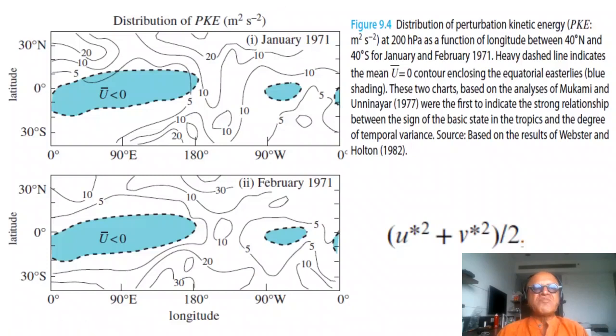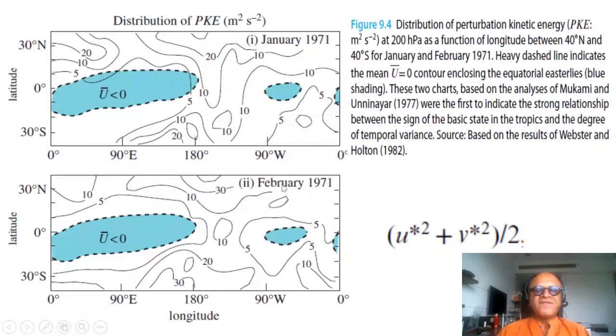So you can then compute perturbation kinetic energy. So looking at the mean basic state of easterlies here and the westerly duct, if you look at the potential perturbation kinetic energy in meters squared per second squared, which is defined as u star squared plus v star squared divided by 2, where these are basically deviations from the long-term mean in a time band of 6 to 60 days or so. Usually you pick a time window in which you look for the deviations.